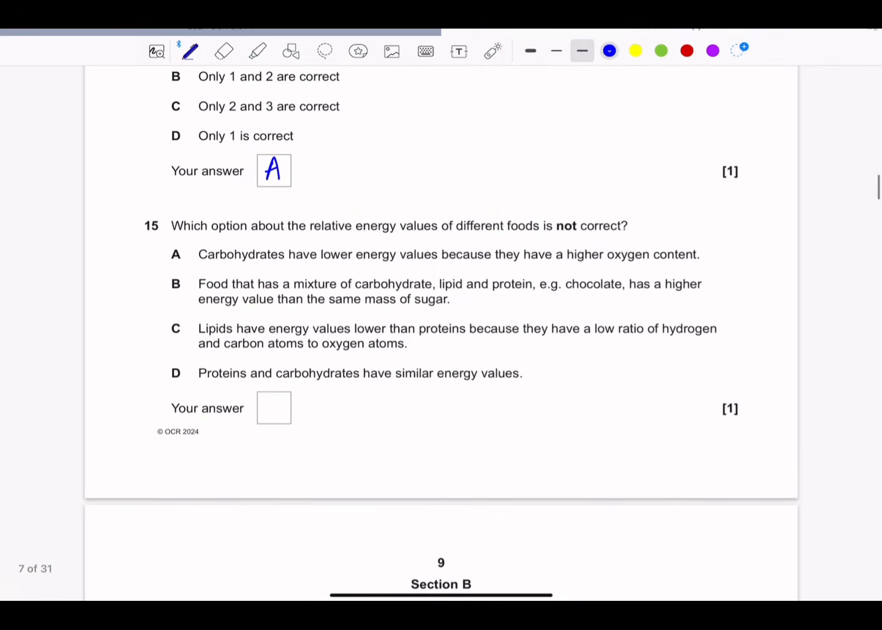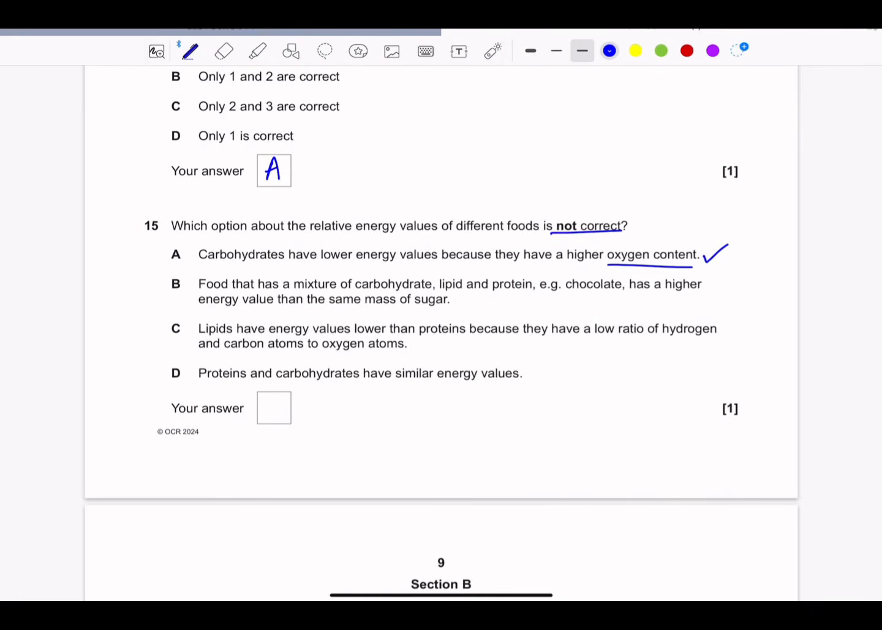Right, so then the last question over here is which option about the relative energy values of different foods is not correct? So carbohydrates have lower energy values because they have a higher oxygen content. Yep, that is partially correct. So it's lower than lipids, but higher than proteins, really. And the reason for this is because of the high oxygen content.